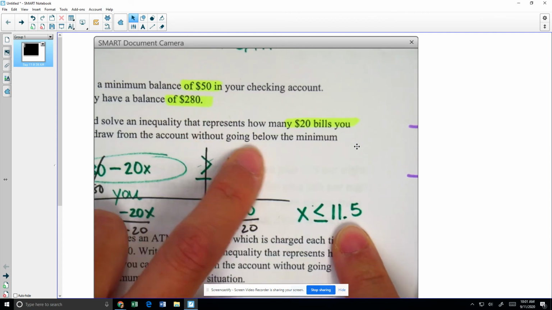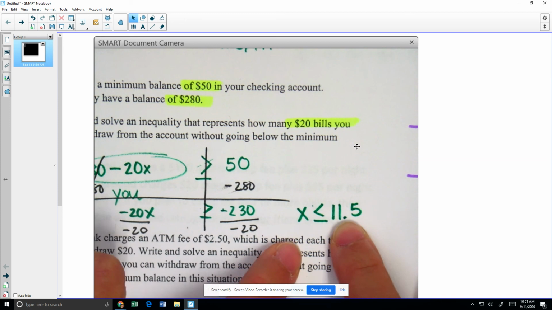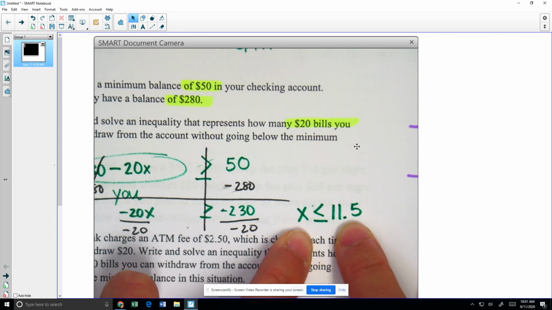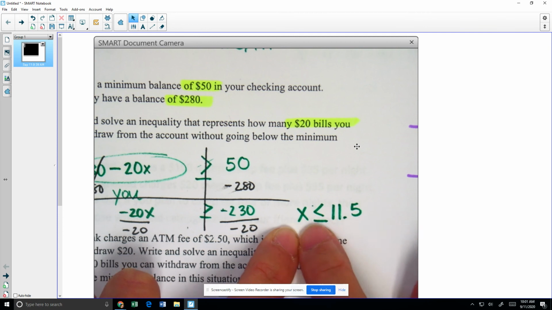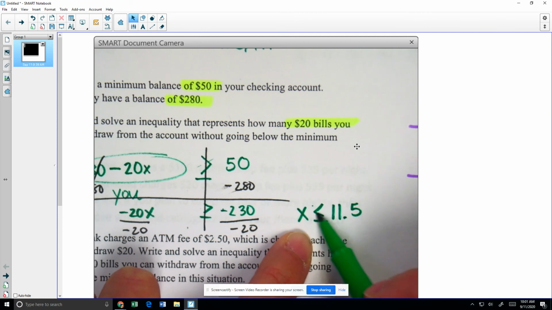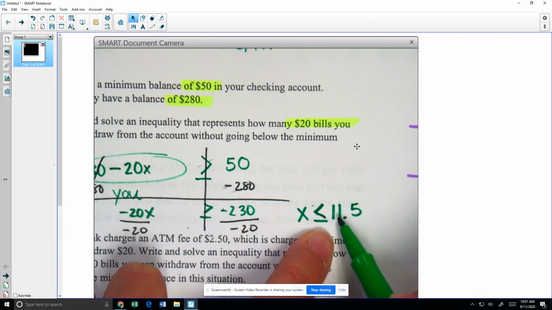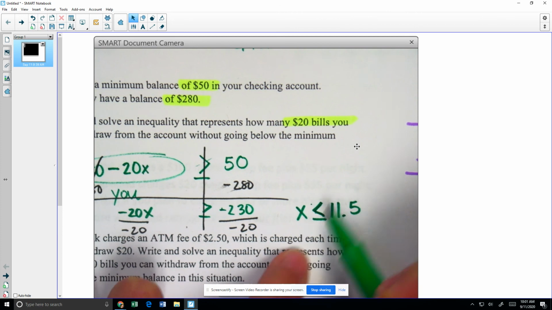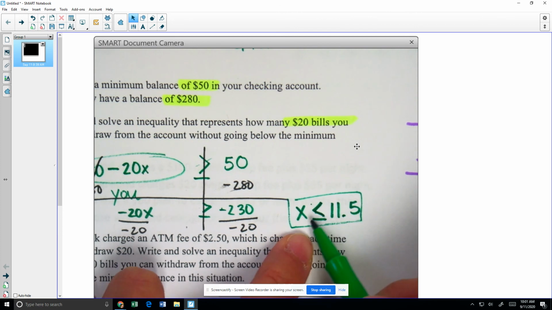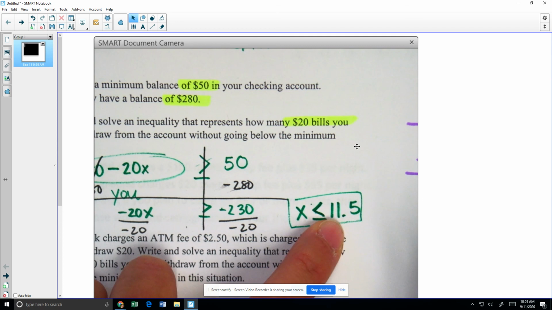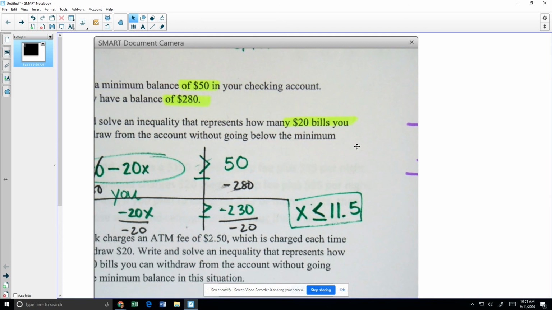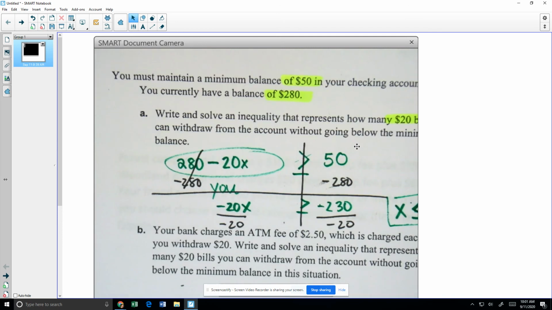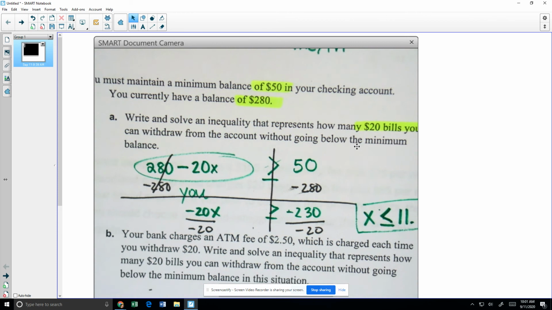Well, that doesn't really make sense. How many $20 bills can I take out? I can't take out 11 and a half bills. So it's either 11 or 12. What do you think? It's 11, because you have to be less than it, right? Isn't that the rule? You can't say 12 because then 12 wouldn't fit this sentence. You have to have 11 or fewer $20 bills to stay within this range. Okay.